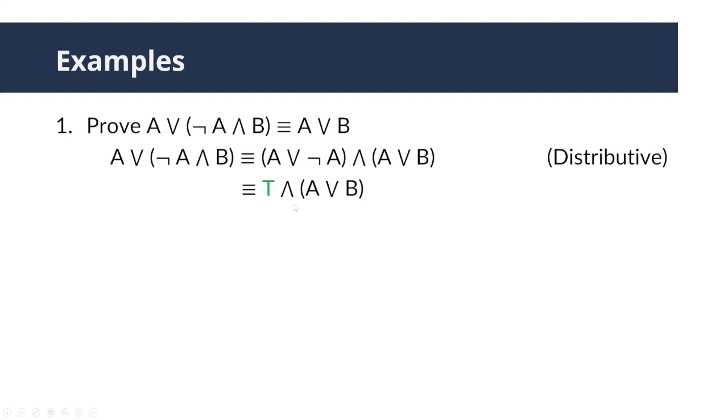They are still equivalent. Then, based on the identity law, true and some proposition is equivalent to that proposition. So now you can see we have this side. And since we use this equivalence relation chain to connect the left side to the right side, then we can conclude this one is equivalent to this one. So we are done with the first example.